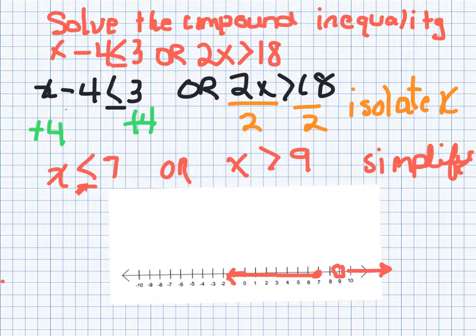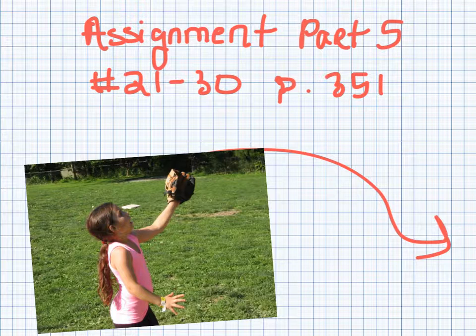So x is less than or equal to 7, or, and over here I'm going to divide by 2 so I can isolate the x, and 2x divided by 2 will leave x, and 18 divided by 2 is 9, and then that's simplified, and then I wrote it out here. We have x is greater than 9, or x is less than or equal to 7. So your assignment, part 5, is to do exercises 21 through 30 on page 351.